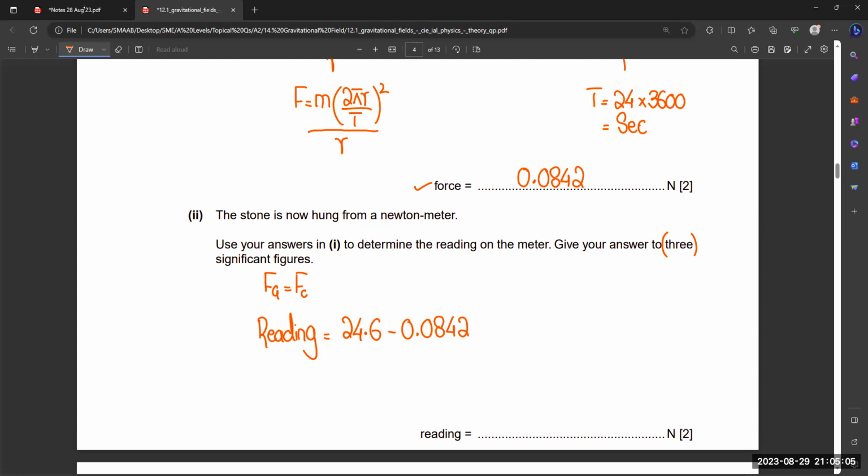Any confusion? No. So in this way, you have to solve your questions related to gravitation and the concept of circular motion, right? Yes.